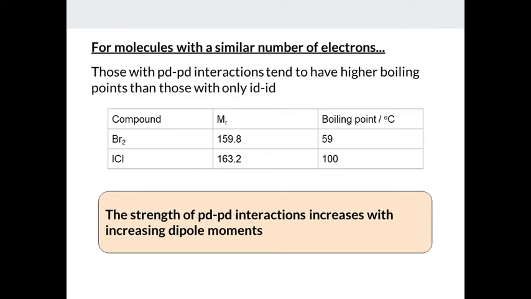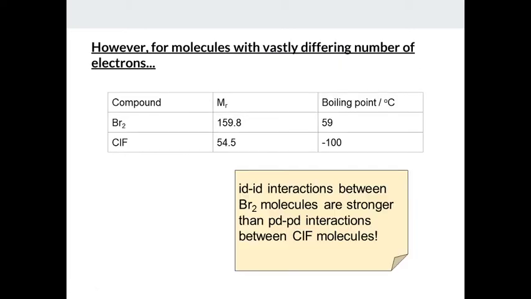For molecules with a similar number of electrons, those with PD-PD interactions tend to have higher boiling points than those with only ID-ID. For example, ICl, a polar molecule, has a higher boiling point than Br2, a non-polar molecule, as the PD-PD interaction between ICl molecules is stronger than the ID-ID interactions between Br2 molecules. So the strength of PD-PD interactions increases with increasing dipole moments.